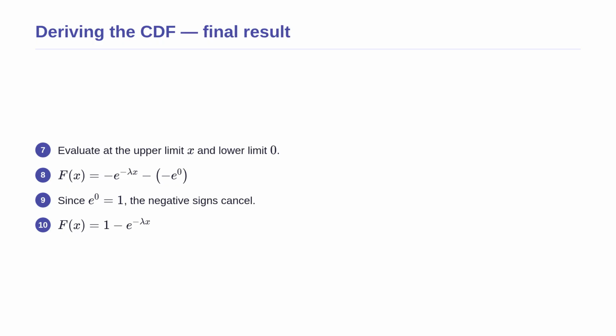In this final step of our derivation, we plug in our limits of integration. First, we substitute the upper limit x into our expression, giving us negative e to the negative lambda x. Then, we subtract the expression evaluated at the lower limit, 0. This gives us minus negative e to the power of 0. Since any non-zero number to the power of 0 is exactly 1, that second term simplifies beautifully to a positive one. Rearranging the terms, we arrive at our final result, 1 minus e to the negative lambda x.